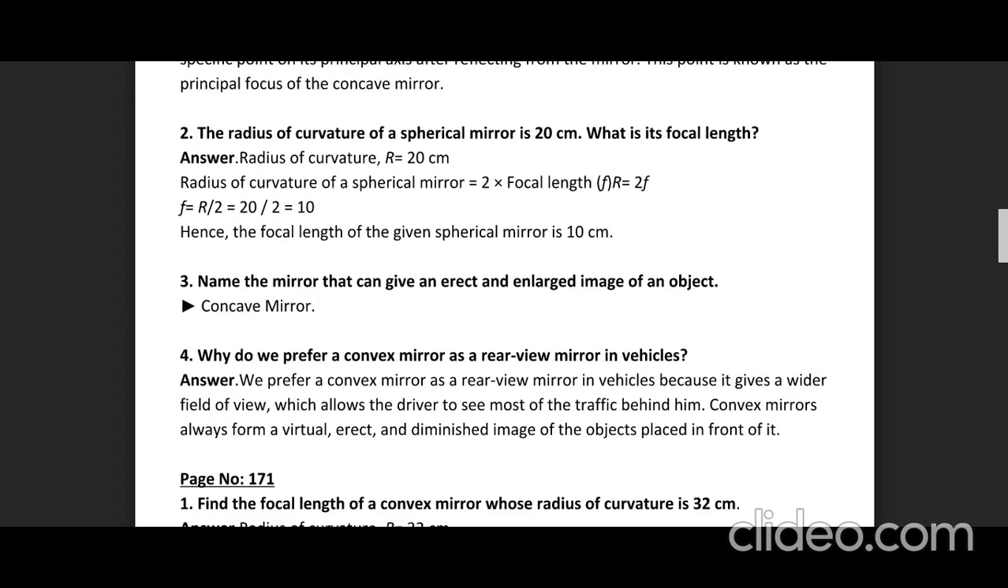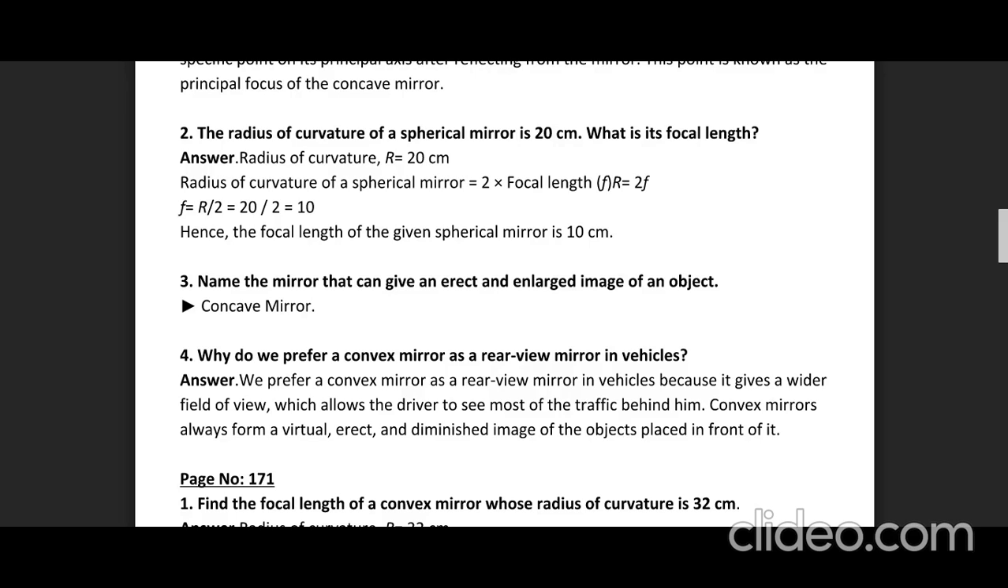20 centimeter. What is its focal length? So radius of curvature, that is r, is equal to 20 centimeter. In the previous video I have told you how to do these kind of numericals. The formula is f is equal to r upon 2, and the r value they have already given to you, that is 20. So you put r is equal to 20, then f is equal to 20 upon 2, that is 10. So you can easily calculate the focal length of the spherical mirror, that is 10 centimeter, by the formula f is equal to r upon 2, or it can be r is equal to 2f, right?